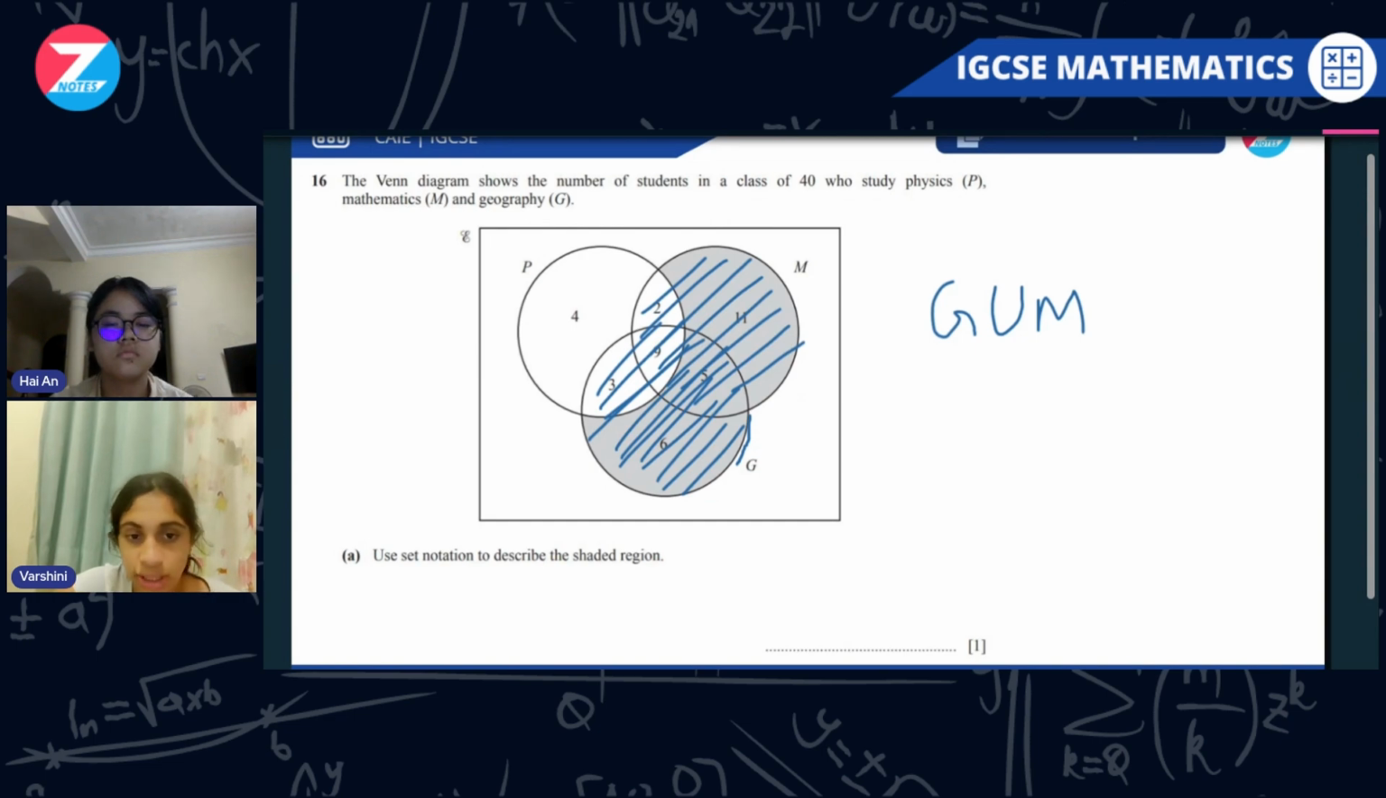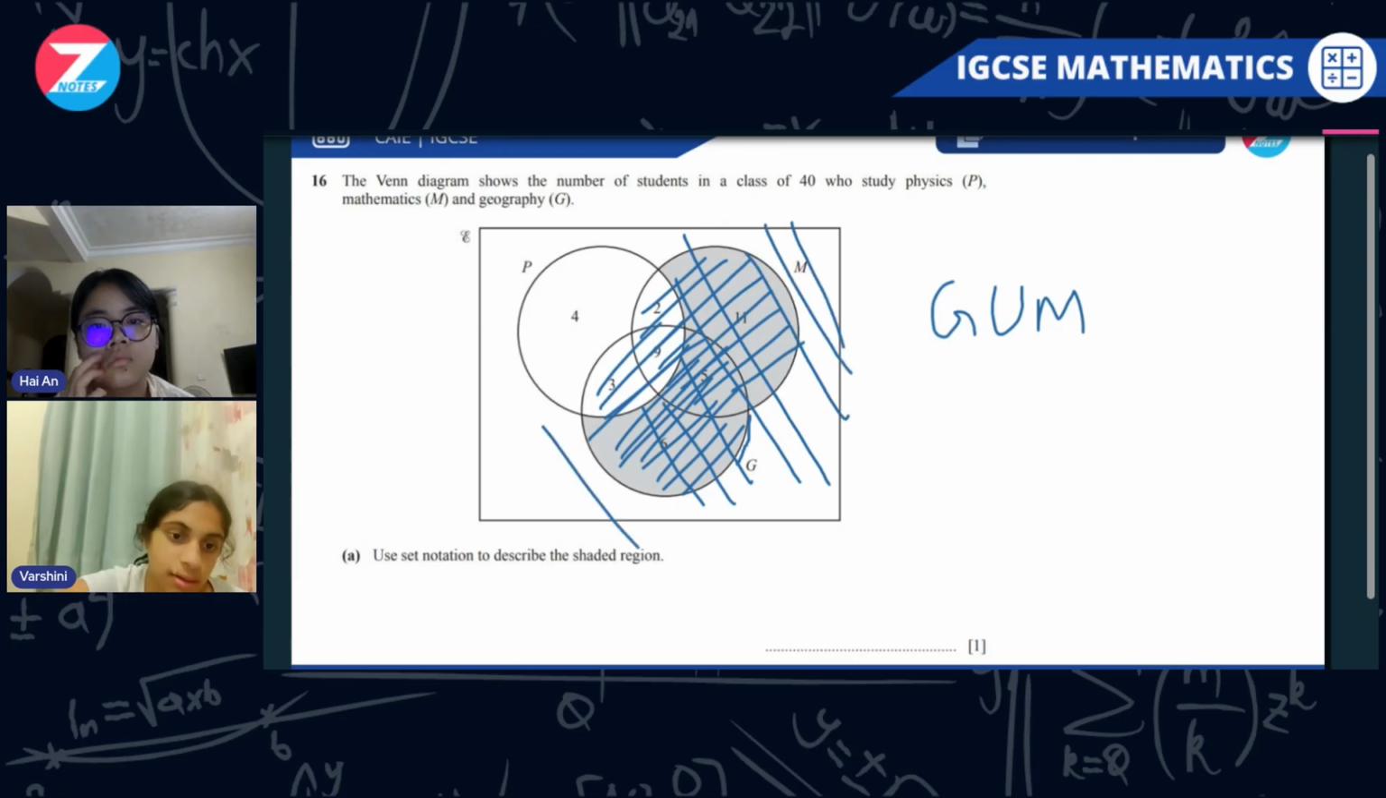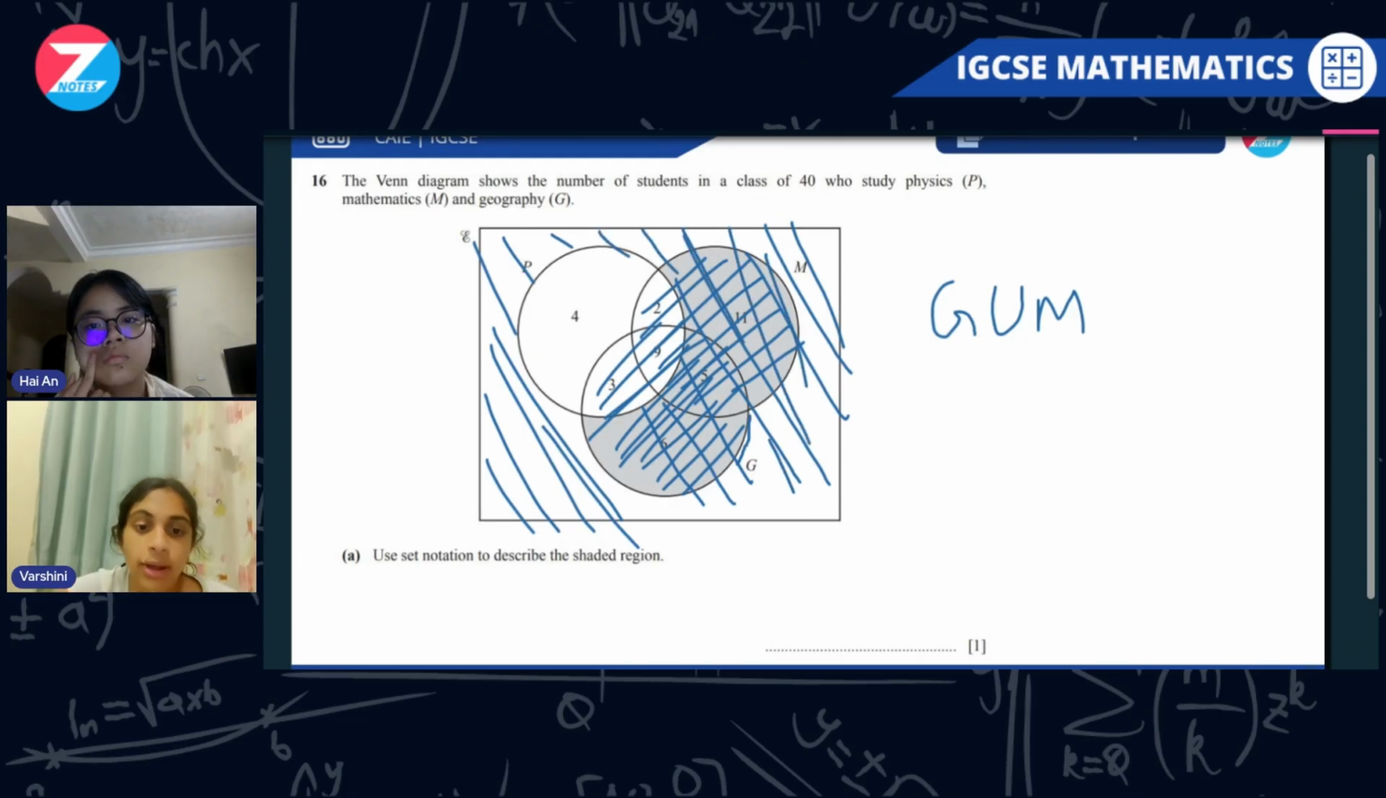And now to find what else comes in here, if you shade everything that comes outside P, and let's shade it the other way, everything not in P, it's going to be all of these little spaces. We can see that the only places the lines intersect are the places that are shaded. So that means it's everything that comes in G union M, that intersects with everything outside of P, which we can write as P complement.